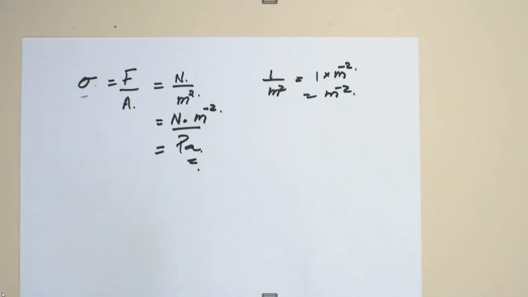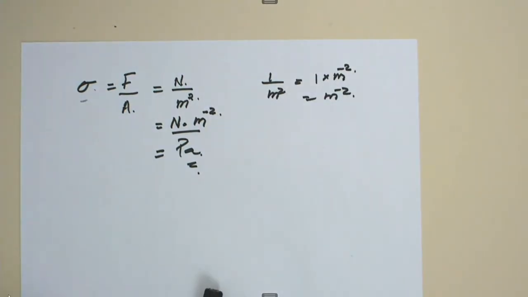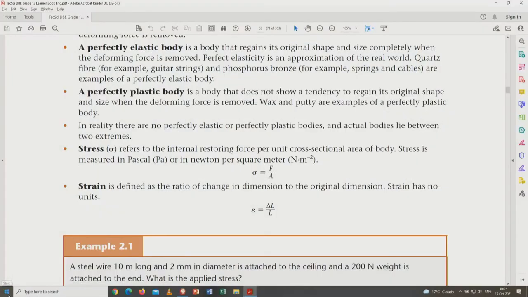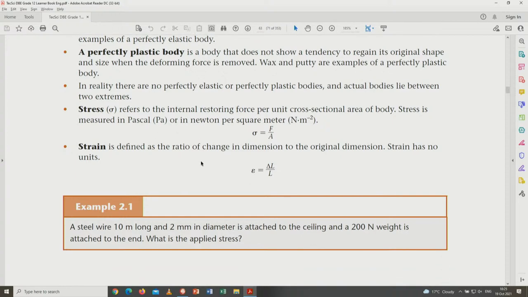So that is what we have in the book there, so that we are not confused. So that is why we say that stress is measured, or the unit of that can be Newton per square meter, or we can say that is a Pascal. On the other hand, strain is defined as the ratio of change in dimension to the original dimension.